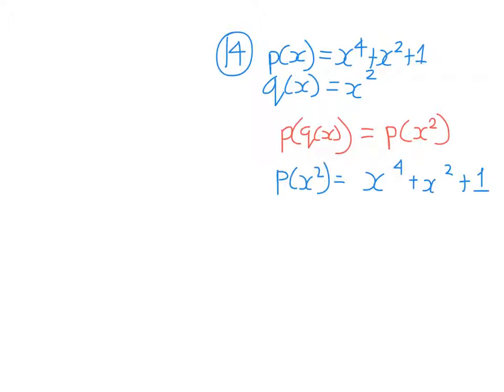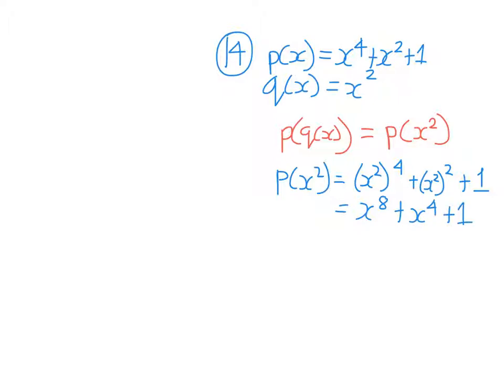It means I take my polynomial p(x), which is this here, and everywhere I see x, I'm going to rub it out and instead write x squared. And I'm just going to put it in brackets for simplicity. And similarly here, I'm going to get rid of x and replace it with x squared. That's what p of x squared means. So using index laws, I get x to the power of 8 plus x to the power of 4 plus 1.